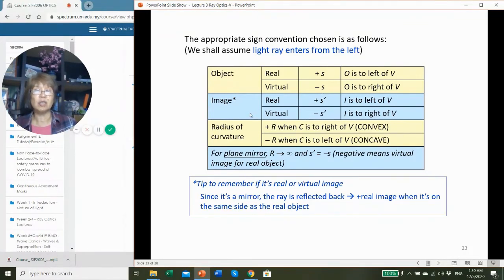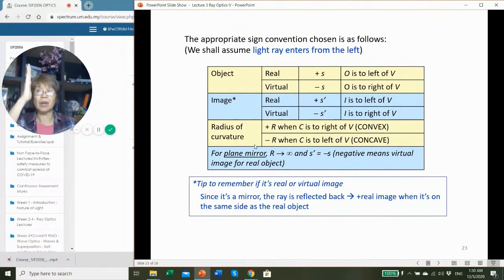For the image, it's a mirror, so it should be reflected. It will be real if it's on the left side of the vertex. It's virtual if it's behind the mirror, so it's on the right side of the vertex. The distance will be a negative value. Radius of curvature would be positive if C is on the right of V, and negative if C, the center of curvature, is on the left of the vertex.